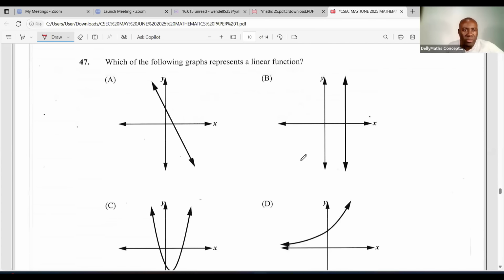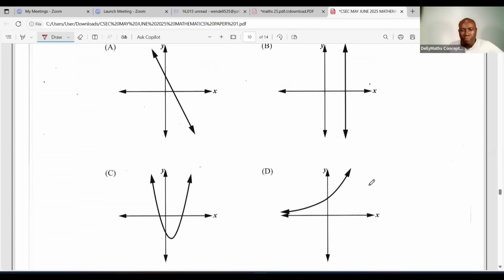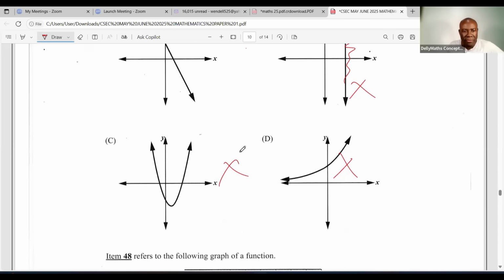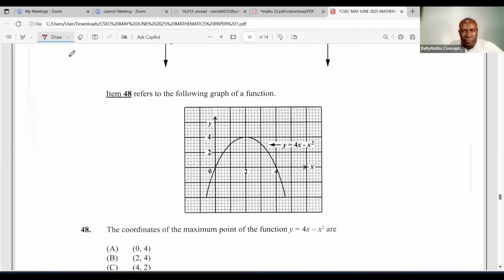So in the function now, which of the following graphs represents a linear function? This one is a repeat. Linear means a straight line. So just look. It's not this, nor this, nor this. It's this one at A. This one is not even a function. So the answer is A, 48. We're at 48 now.